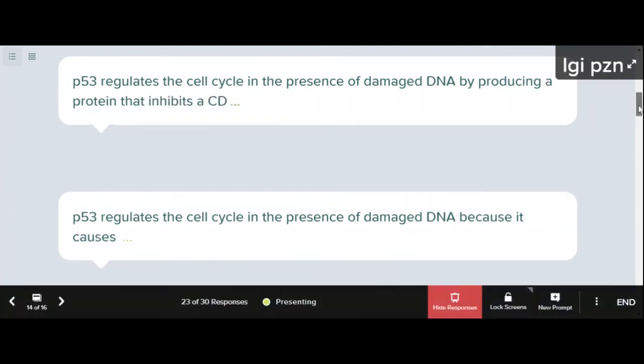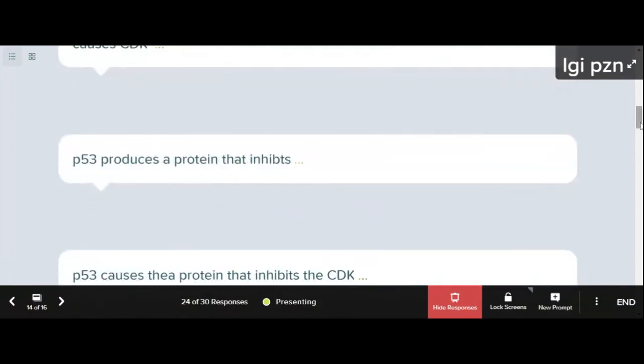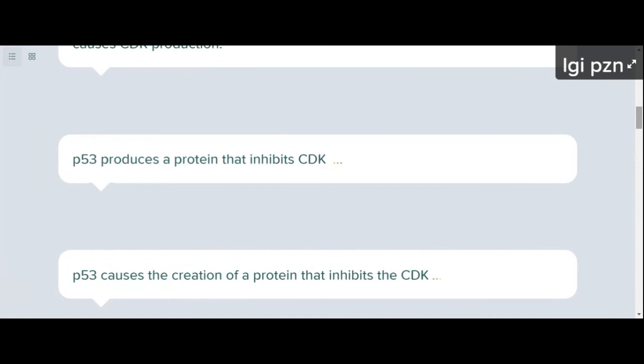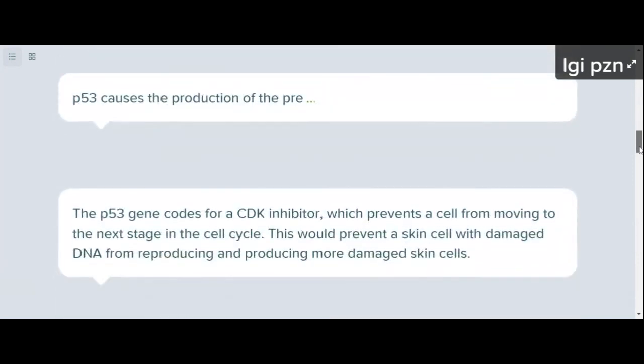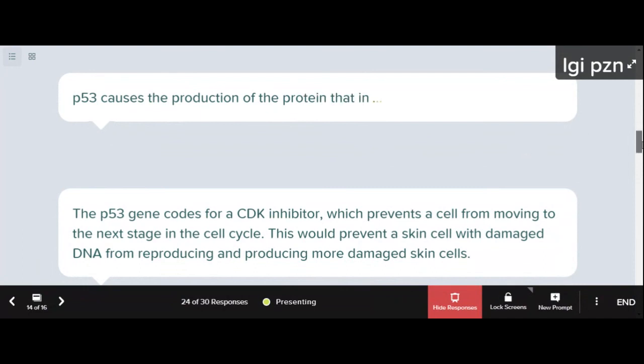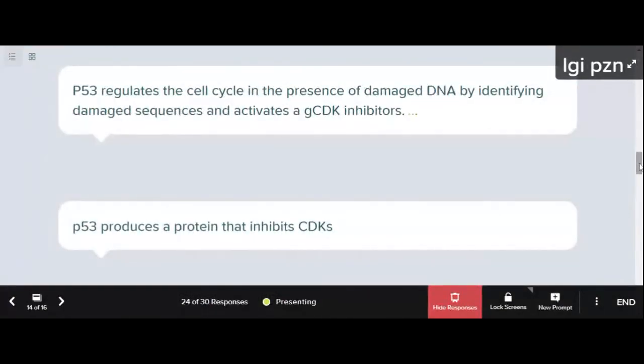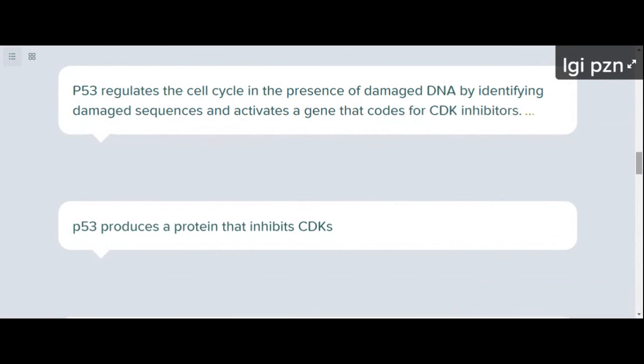P53 protein, if it detects that the DNA is damaged, it goes and wakes up a gene that creates a protein that inhibits CDKs. That's the correct explanation. Yep. Also yeah, you got it. Good. Codes for, yes, I like that. The protein activates the gene that codes for an inhibitor. That's right. And therefore, without the CDKs working, would it stop or start mitosis?